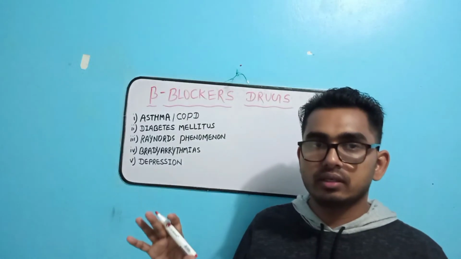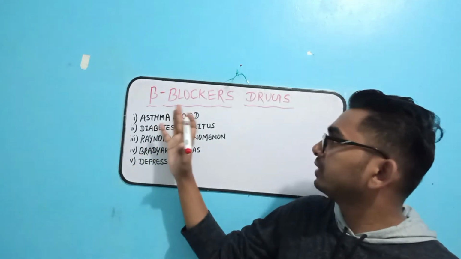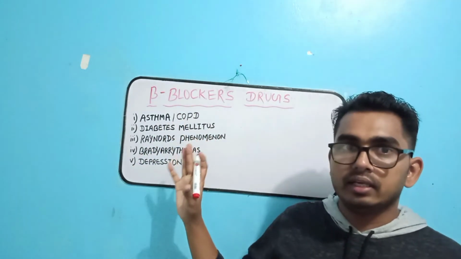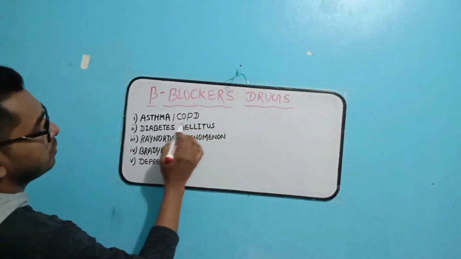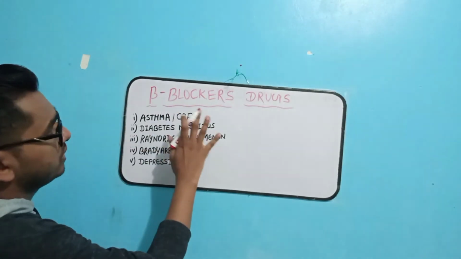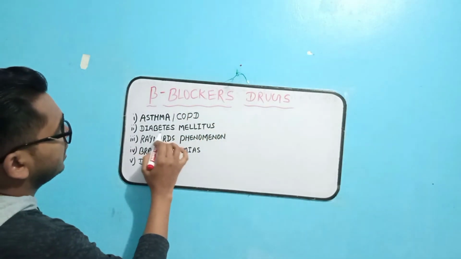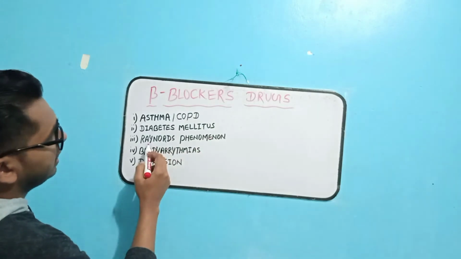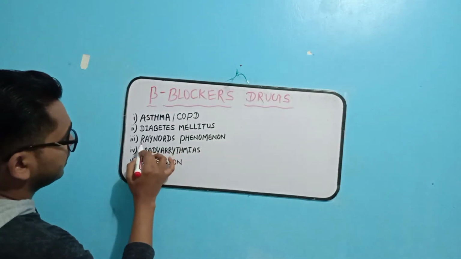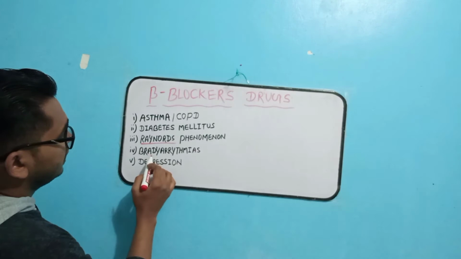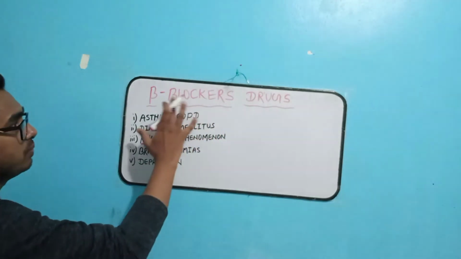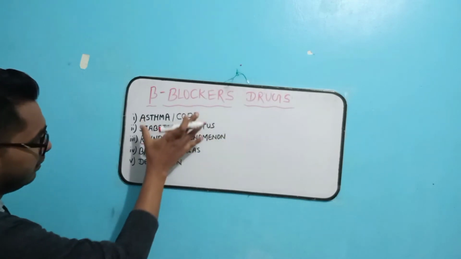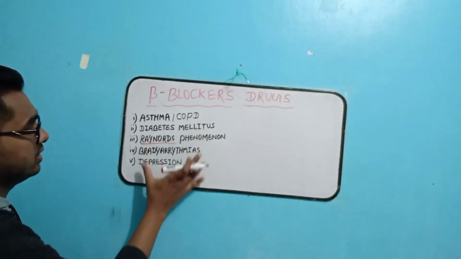Now we have to understand in which conditions we have to avoid these beta blocker drugs, and later I will discuss what the side effects of these beta blocker drugs are. In the patient with asthma or COPD, we have to avoid these beta blocker drugs, and also in diabetes mellitus and Raynaud's phenomenon, I will discuss later what it is, and in case of bradyarrhythmias and depression, we have to avoid these beta blocker drugs if the patient has this type of disease.